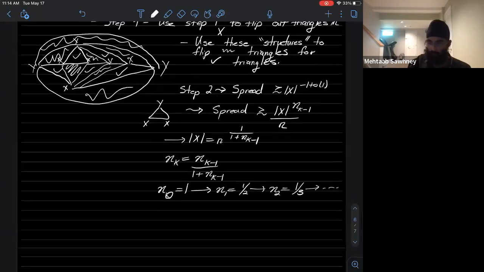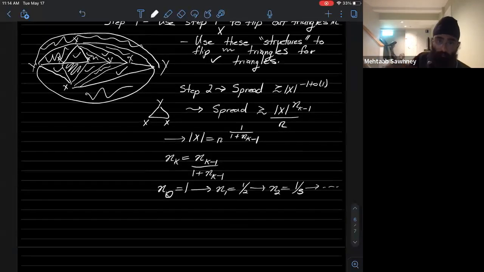And this inductive construction lets you increase the spread at every stage of the induction. And that's ultimately what lets you prove the result. And that's all I had to say.